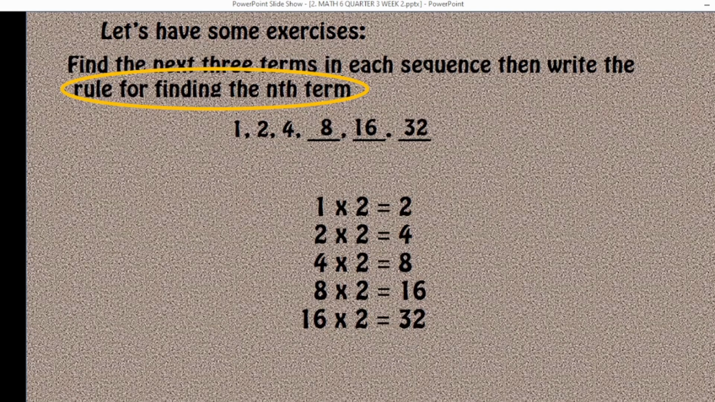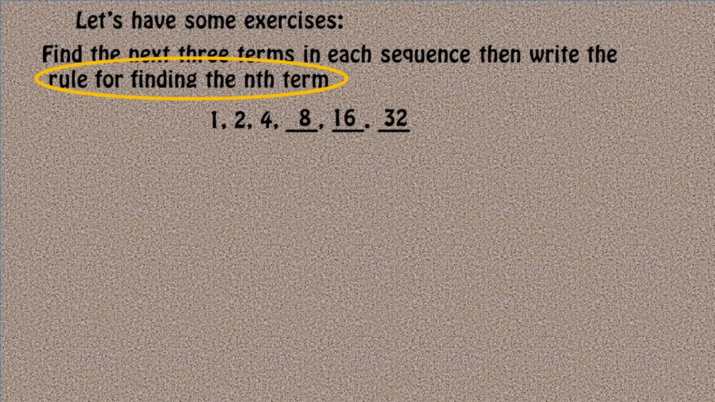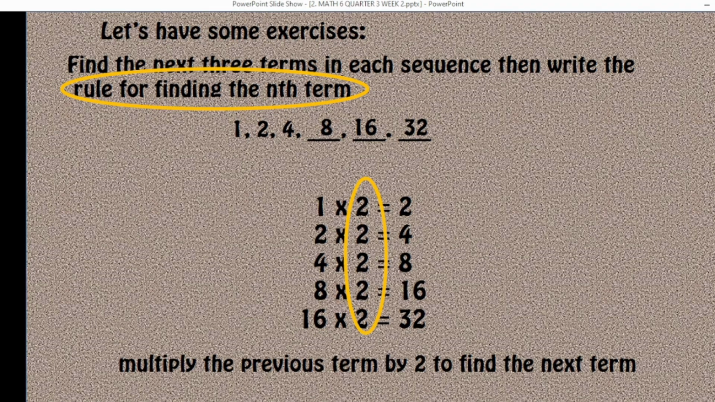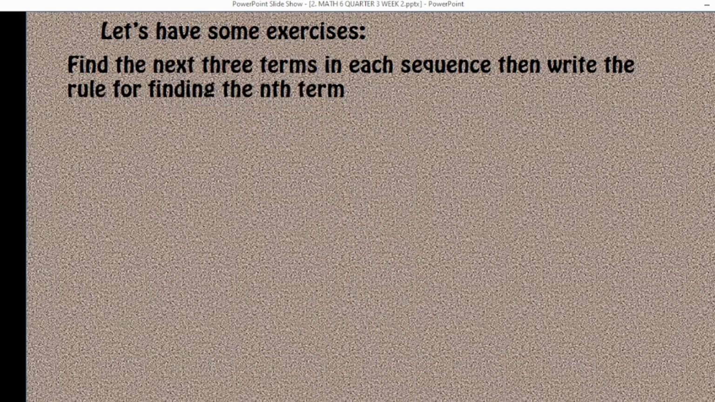Now, write the rule for finding the end term. Ano ba ang ginamit ninyong rule para makuha ninyo yung missing term? Sige nga mga bata, isulat ninyo. And the correct answer is multiply the previous term by 2 to find the next term. Mahusay, alam ko na iyan din ang inyong isinagot.